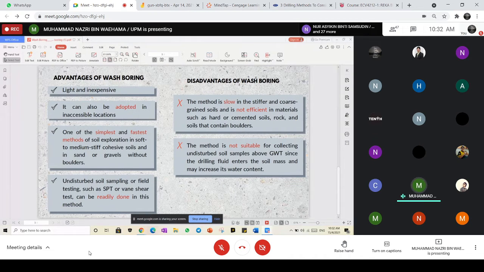It's also undisturbed soil sampling or field testing such as SPT or vane tests can be readily done in this method. For the disadvantages, the method is very slow in stiffer or coarse-grained soil, and it's not very efficient in materials such as hard or cemented soil and rock, which I told earlier that this process is not very suitable for rocks and sedimentation. And this method is also not stable for collecting undisturbed soil samples above the GWT, since the drilling fluid enters the soil mass, which may increase the water content. That's all from me. Thank you.